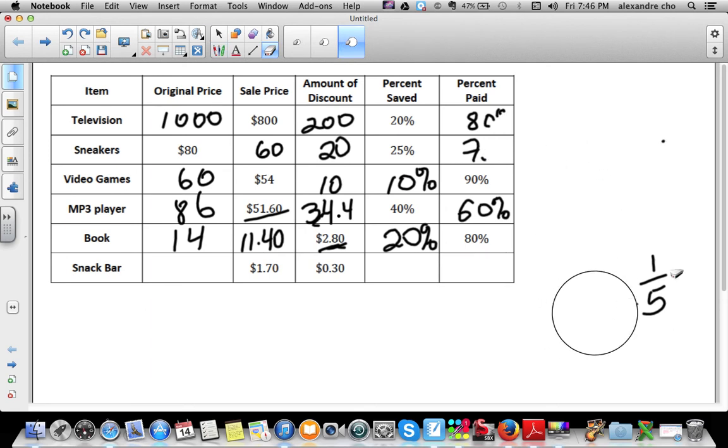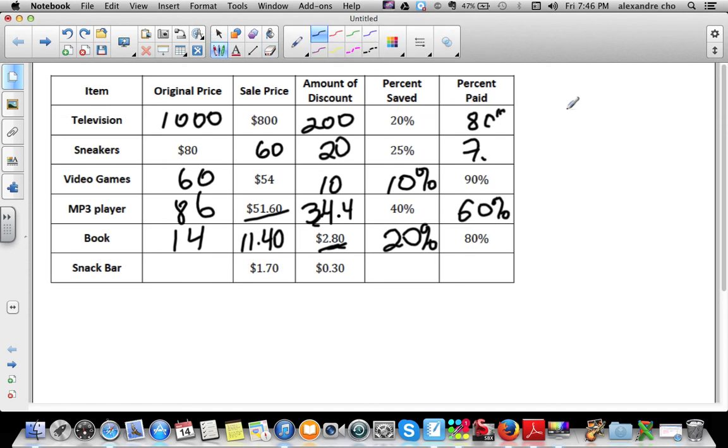And it says that the sale price was $1.70. The discount was 30 cents. And let's see what we can do here. Let me think. So let me press pause to just give it a thought. Alright, so last one.